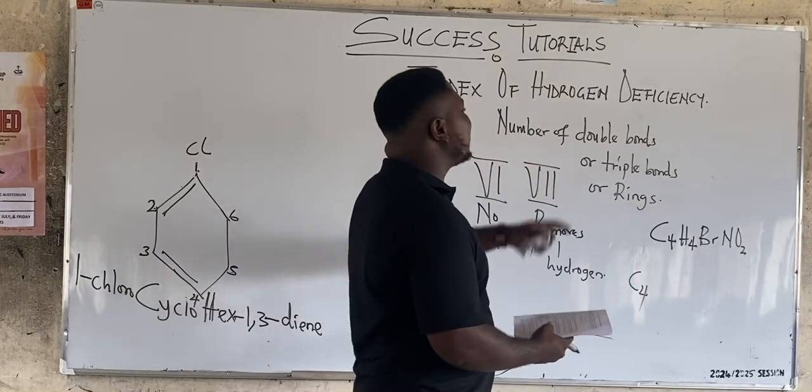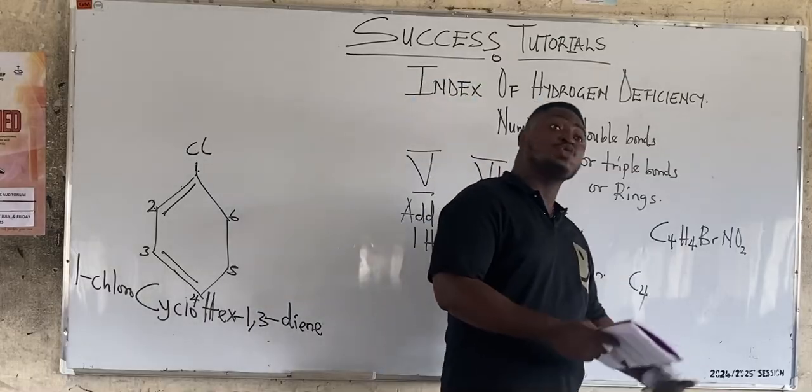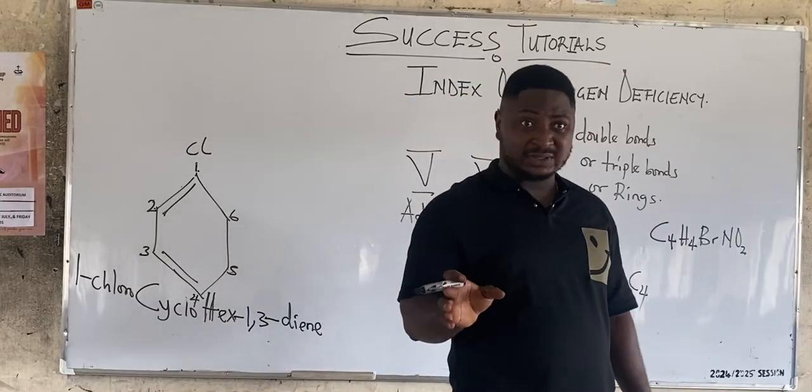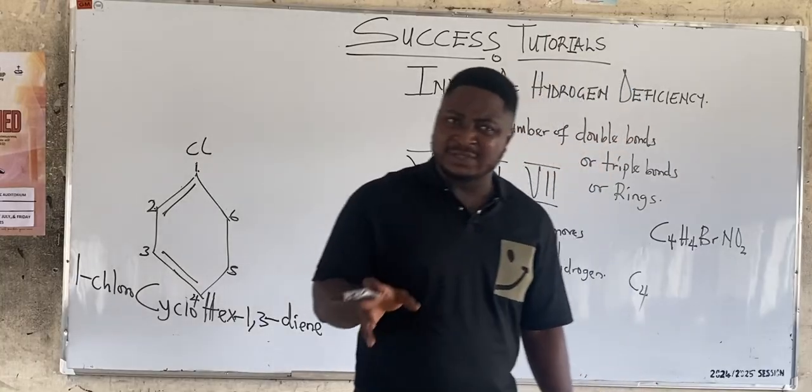Class, if you want to check the degree of unsaturation, you must compare the organic compound to a saturated organic compound with the same 4 carbons. When I did alkanes and alkynes, which did I say is saturated?